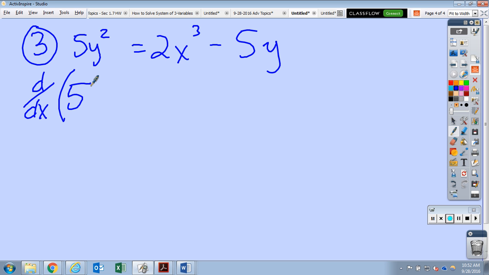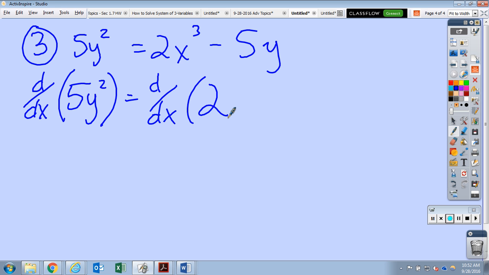I'm going to take the derivative with respect to x of the left-hand side is equal to taking the derivative with respect to x of the right-hand side. And this is just, of course, the basic principle that you can do whatever you want to both sides of the equation. Okay, so in doing this, this is where chain rule comes into play.